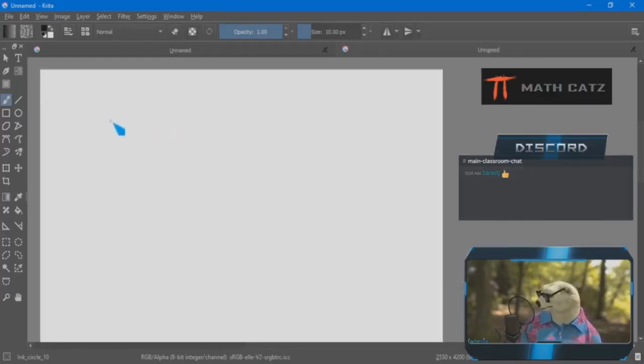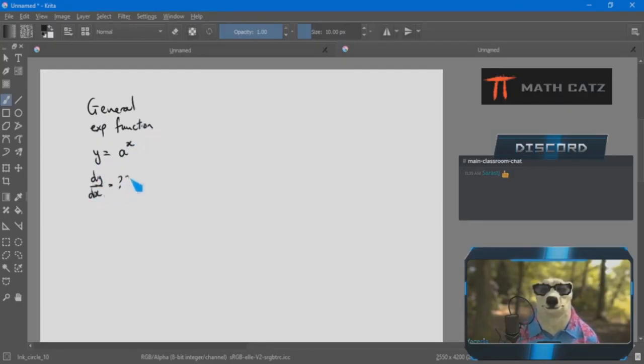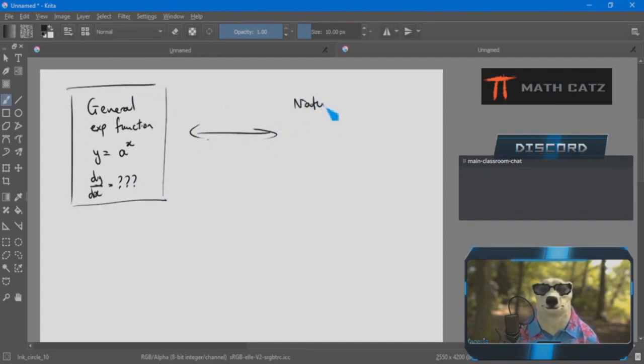So let's have a big picture of what's happening here. Again, I started with the general exponential function. Some base a to the power of x. I still don't know the derivative. Okay, that's fine. Then we moved on to, we made it a little bit more specific. And I like doing this kind of flow chart many times to remind myself, what are we doing here?